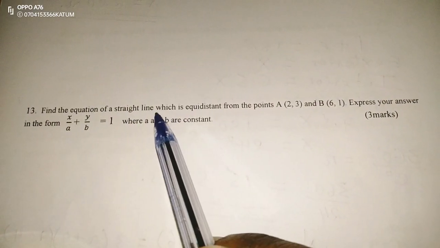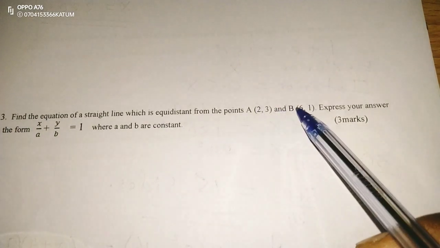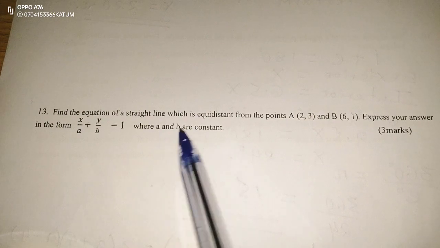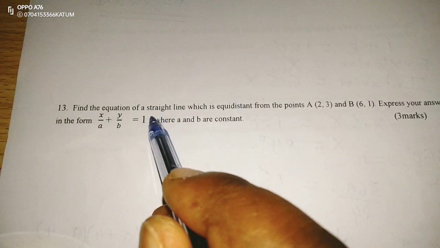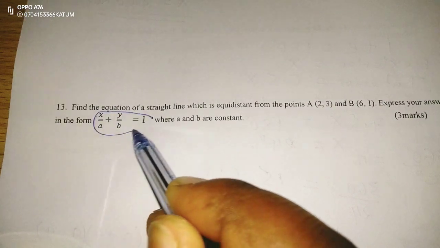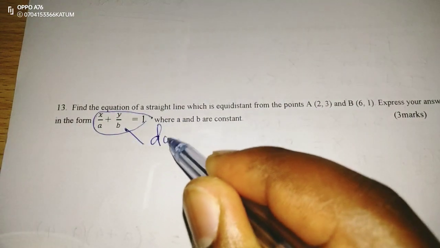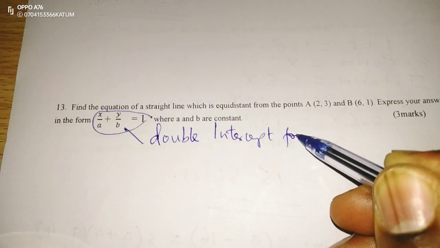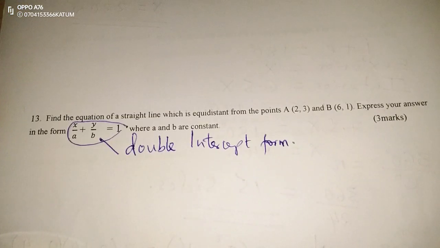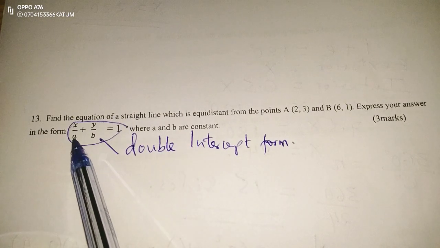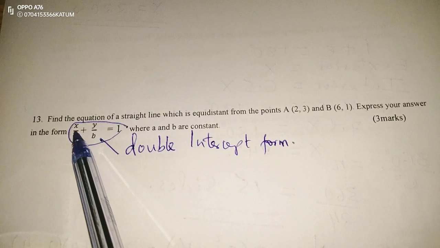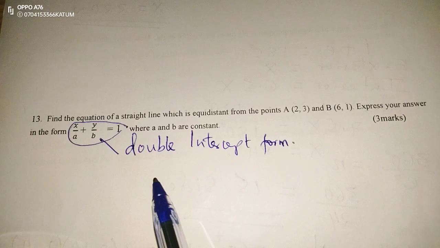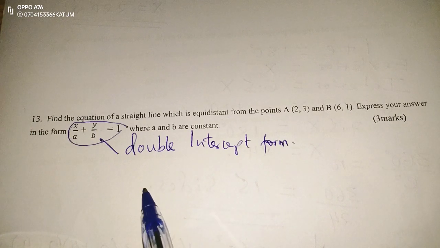We're taught to find the equation of a straight line which is equidistant from points A and B. Then express your answer in the form x over a plus y over b equals 1, where a and b are constants. This way of expressing a straight line equation is usually called the double intercept form. It must be noted that from the double intercept form, the reciprocals of the coefficients of x and y give us what we call the x and y intercepts respectively.